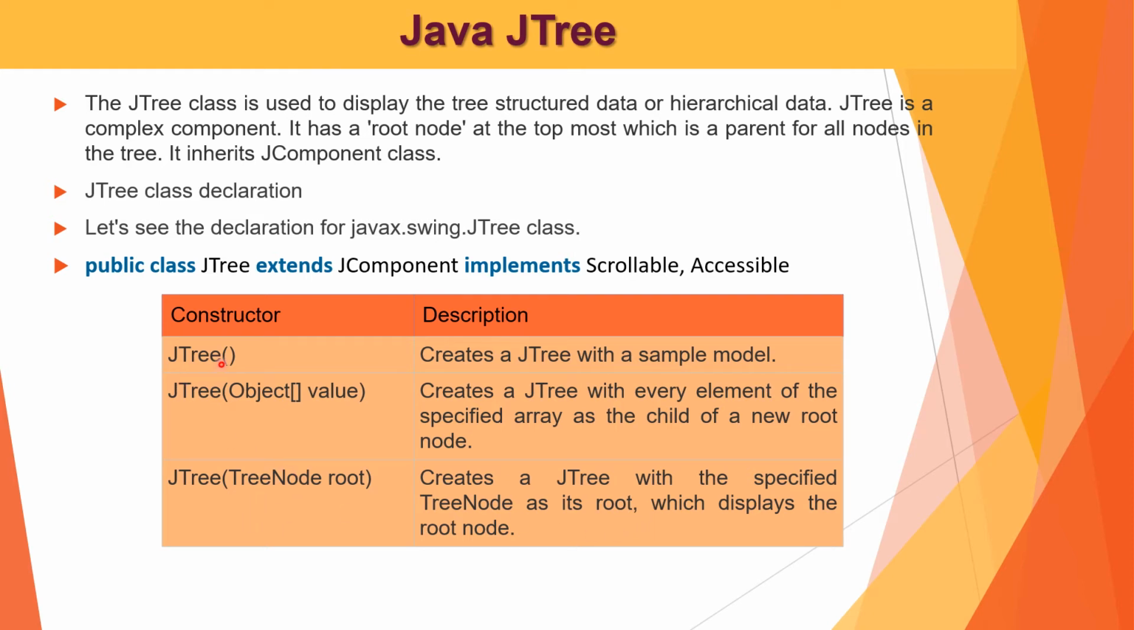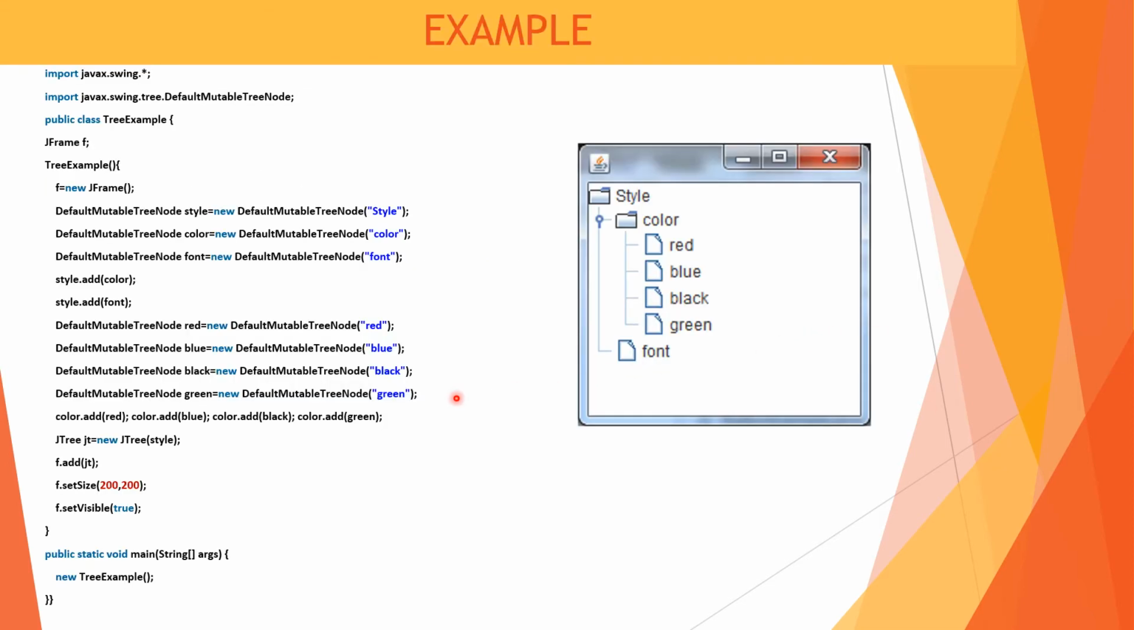The first constructor, that is JTree, is a simple JTree model. The second one takes a specified array which is the child of a new root node. And third, we have to specify the root node, and it will display as a root node. So what is the example of this? You can see this example.